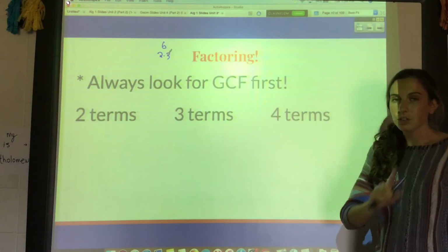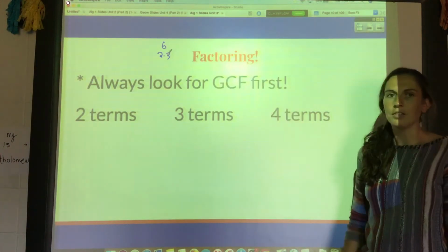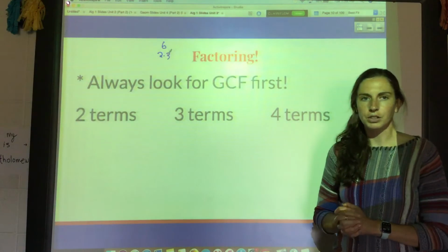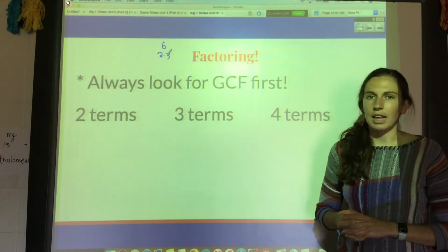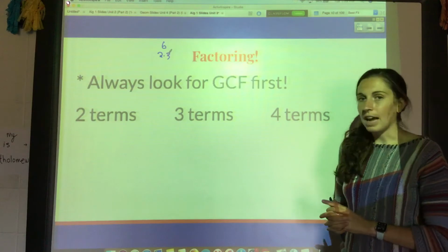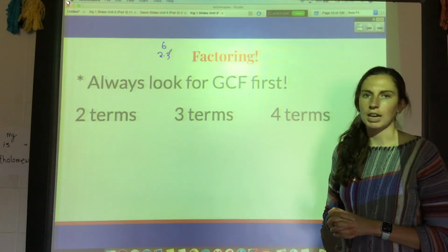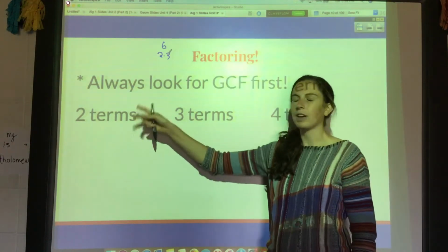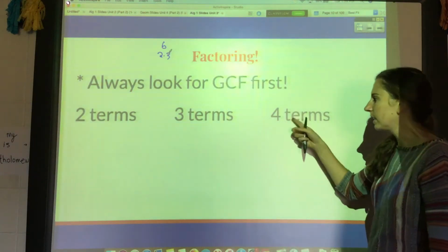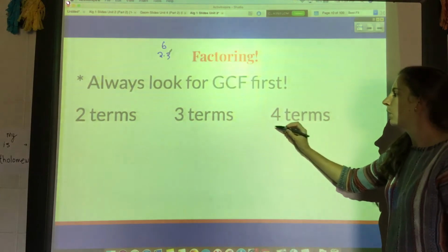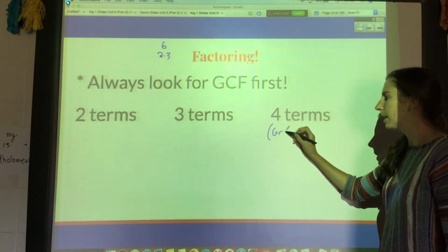When you factor, the first thing you always want to do is look for a GCF. If you can factor that out first, you should go ahead and do that. It's just easier to do that at the beginning. After that, you look for how many terms the expression has. If it has 2 terms, you'll factor it one way. If it has 3 terms, you'll factor it another way. And today we're going to look at 4 terms, which I call the grouping method.